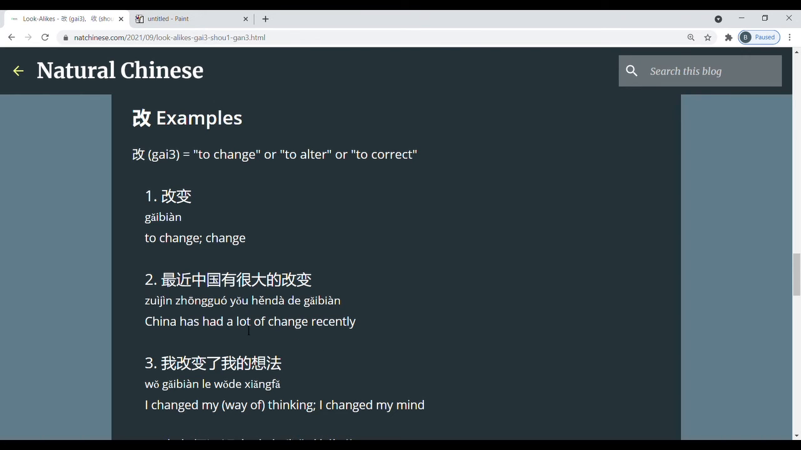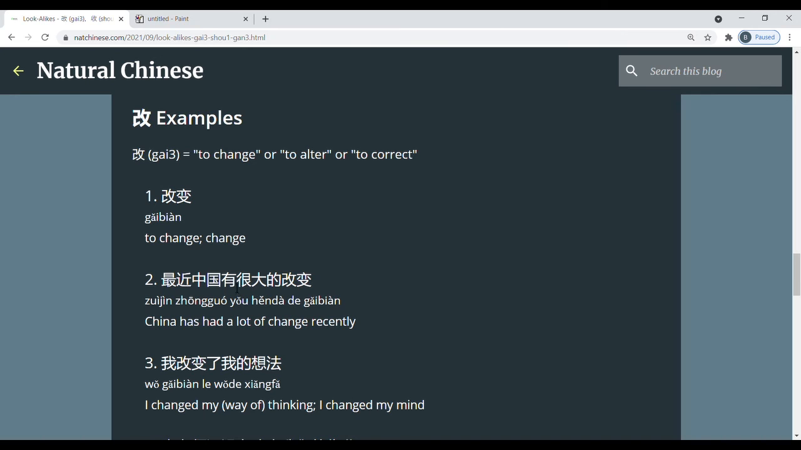So the structure of the sentence is like 最近, which is recently, the time, 中国, which is kind of the topic of the sentence, 有, which is the verb to have, 很大的 kind of acts like an adjective, and that's modifying 改变. 很大的改变, a lot of change. So 改变 is used as a noun here.